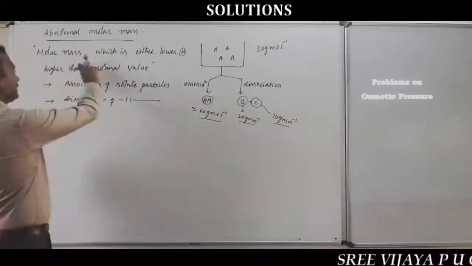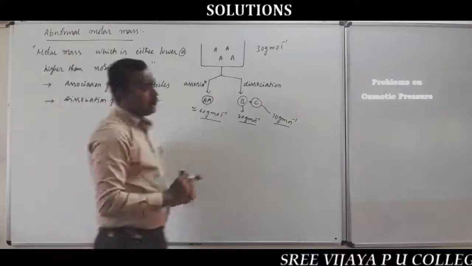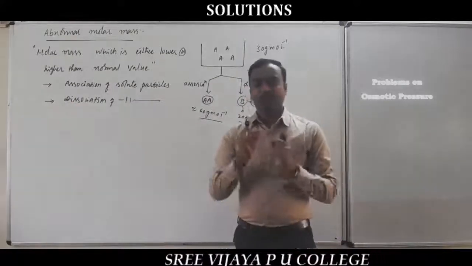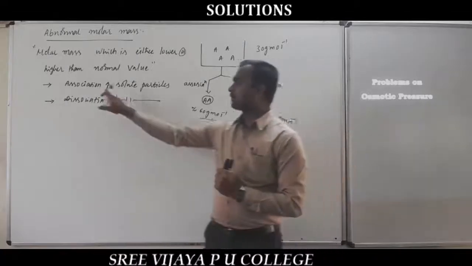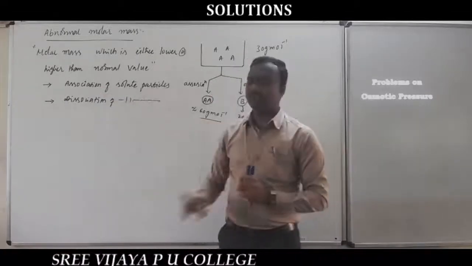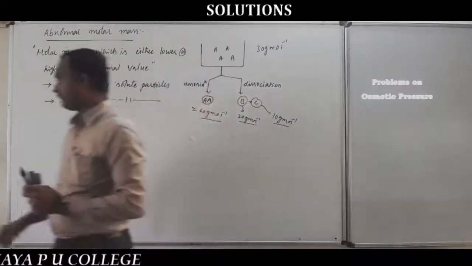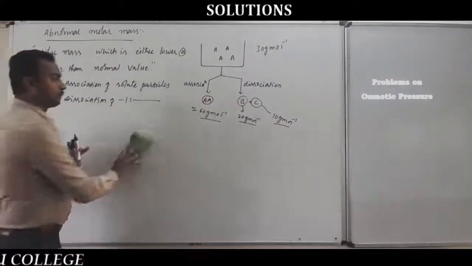Totally, the molar mass which is either lower or higher than the normal value is called abnormal molar mass. Why does the abnormal molar mass occur? Because of association of solute particles or dissociation of solute particles. Now let me explain one by one. So, association of solute particles.